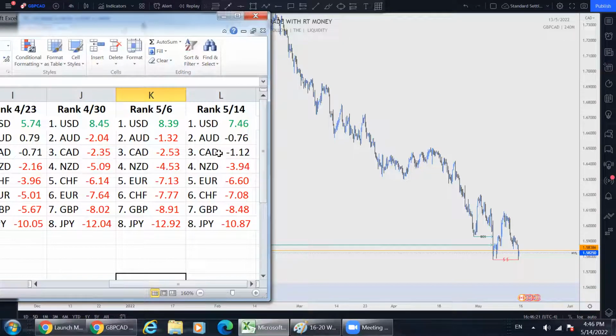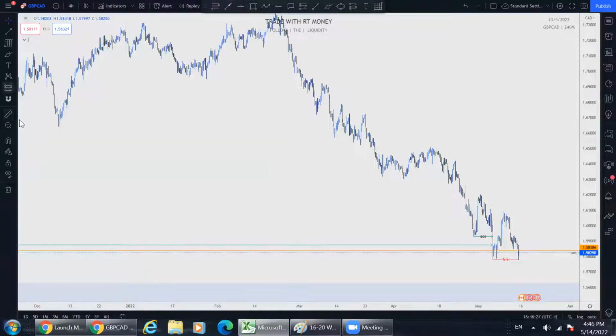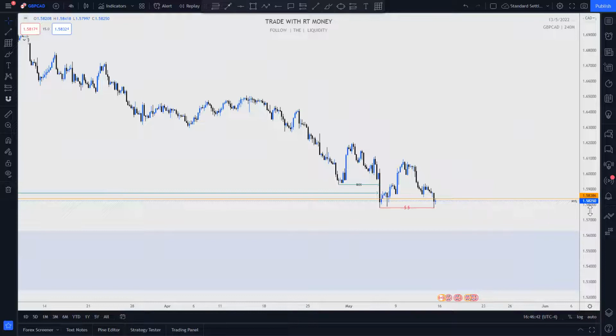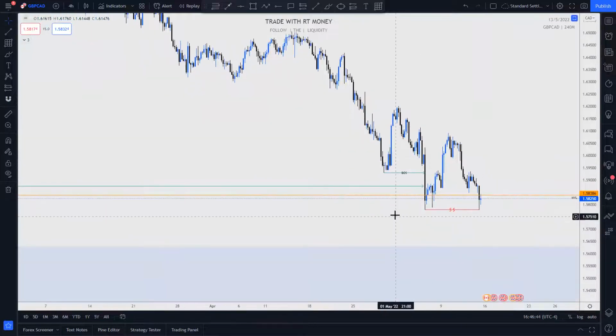Why is CAD moving up? Maybe because oil is moving up and it is a commodities-based currency. And I believe oil will be a little more bullish for the upcoming week. So I believe that's going to help CAD. You know what I'm saying? I'm thinking that CAD is going to pull pound CAD down.